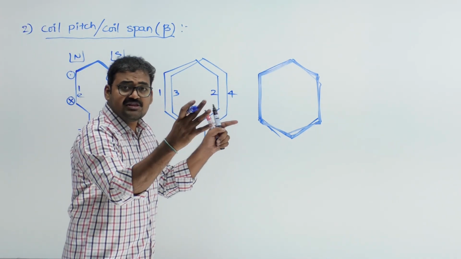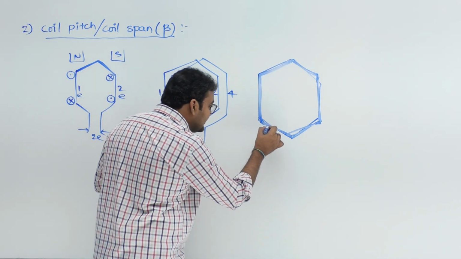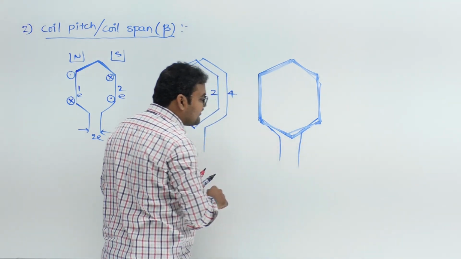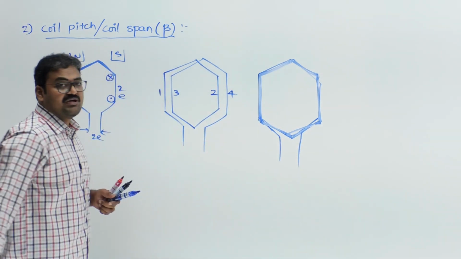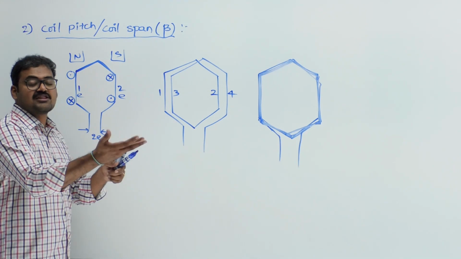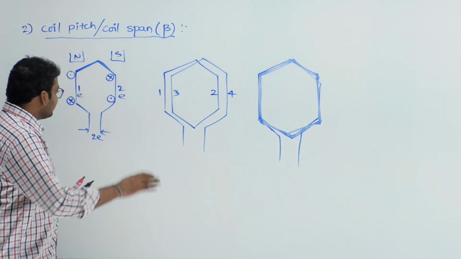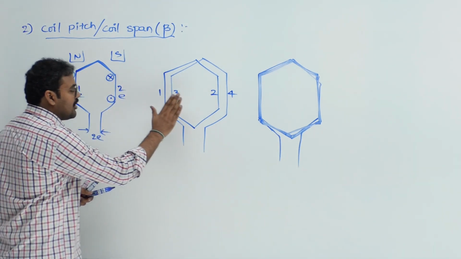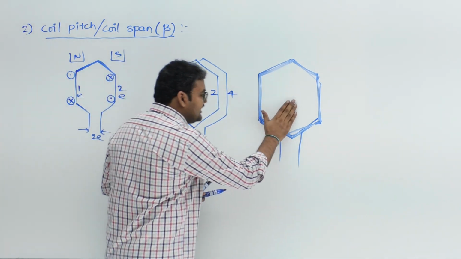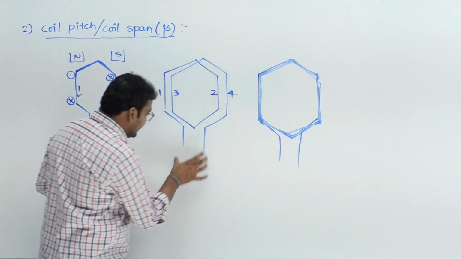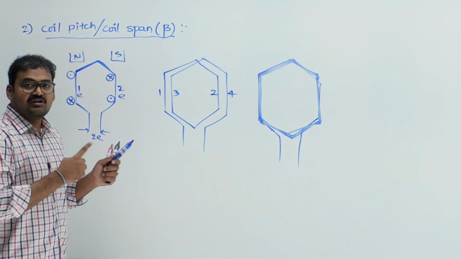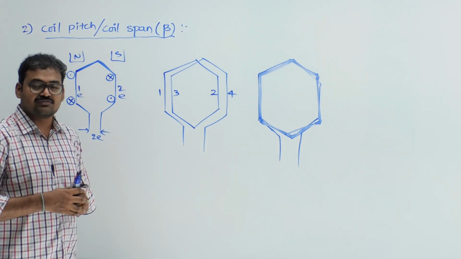But whatever may be the number of turns, how many terminals will be accessed outside finally? Only 2 terminals will be accessed. One will be positive, another one will be negative. So whether it is a one turn coil or two turn coil or multi-turn coil, the output terminals are only 2. One will be positive, another one will be negative.